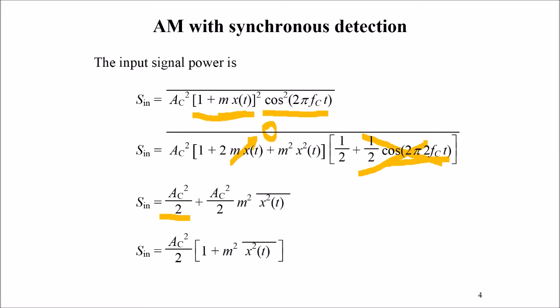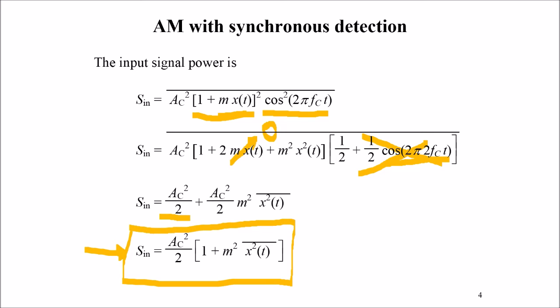And then the final term will be a 1/2. M is a constant, so m squared is a constant. So we have a 1/2 A_C squared times m squared times x squared of t time averaged. And then with a little algebra, we can factor out 1/2 A_C squared from these other two terms. And this now gives us the signal power into the demodulator. It involves the amplitude of the AM signal. It also involves the index of modulation m and the power in the message signal as well.